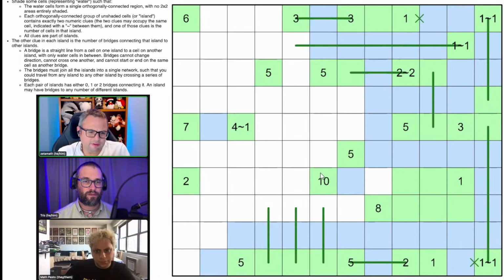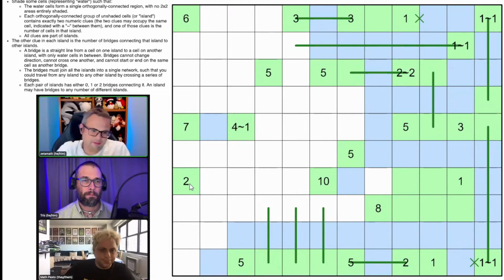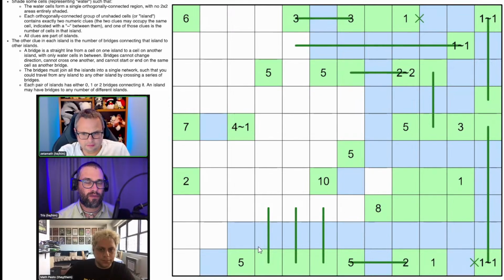I think we still haven't officially argued that the 10... Well, I guess now the 10 can't connect to the 2. Because if the 10 connected to the 2, it's definitely getting hit by more than 2 bridges. So I think now the 10 does have to connect to the 5, I think. I'm wondering, let's see, could it... No. Yeah, I think that's the only possibility.